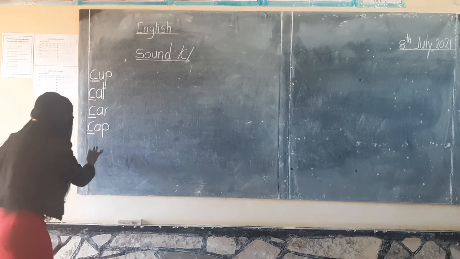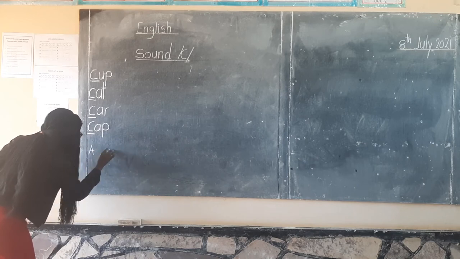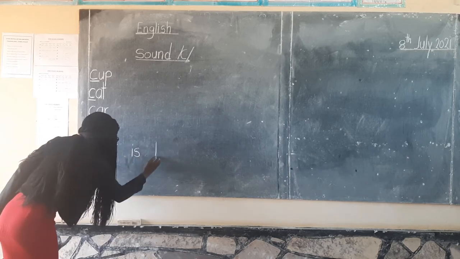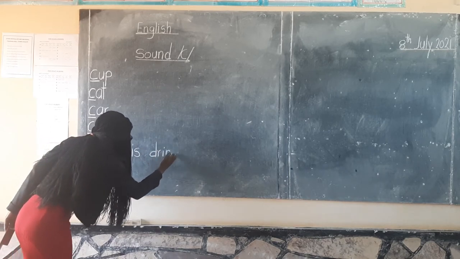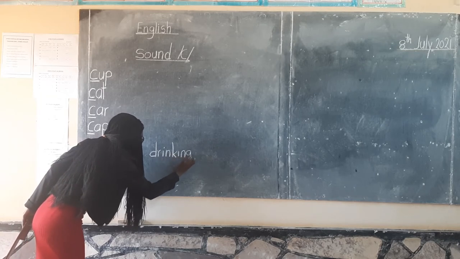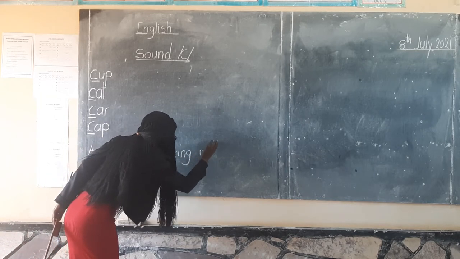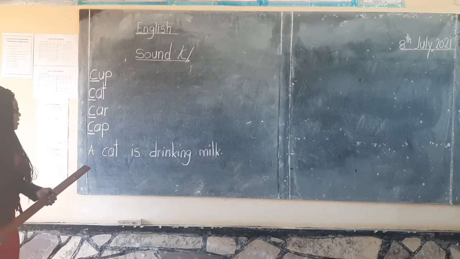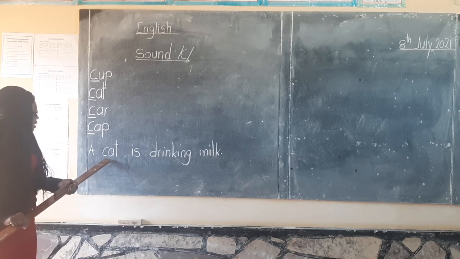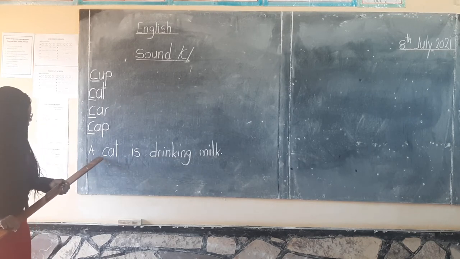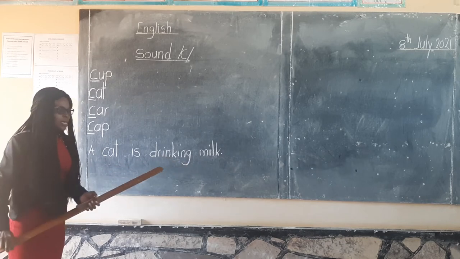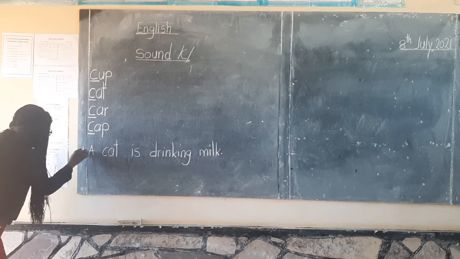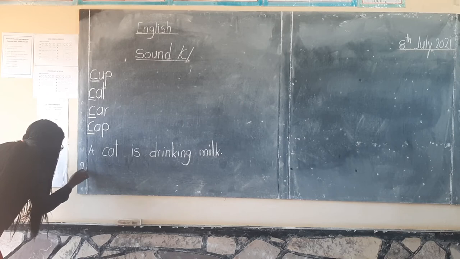A cat is drinking milk. The cat is drinking milk. Very good. In this sentence, there is the word cat for the sound. A cat is drinking milk. Very good. Another sentence. I want 3 sentences from you.